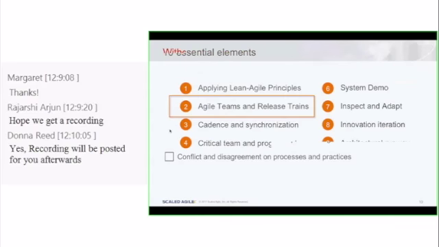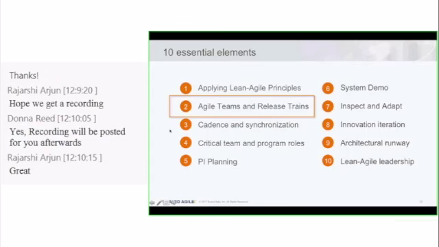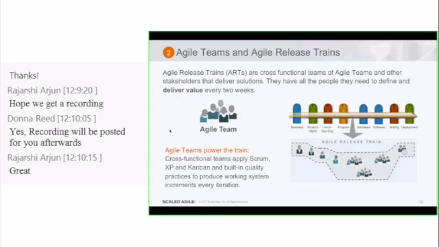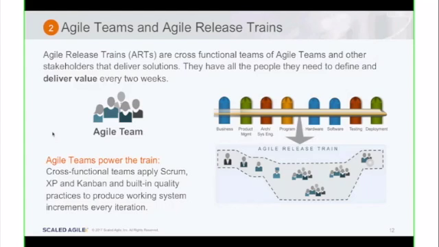The next area is, do you have Agile teams and release trains? The idea here is, do you have a release train, meaning a program that's based on a value stream? Do you have a value stream that's well understood? And is your release train made up of people that are part of that value stream, not just engineering, not just testing, but across the entire business? And in addition, do you have dedicated teams that are executing that value stream?